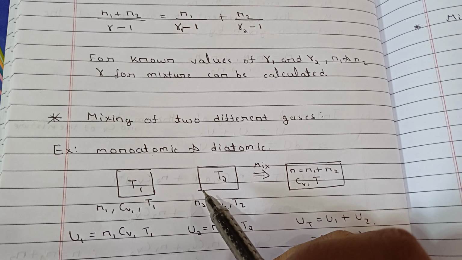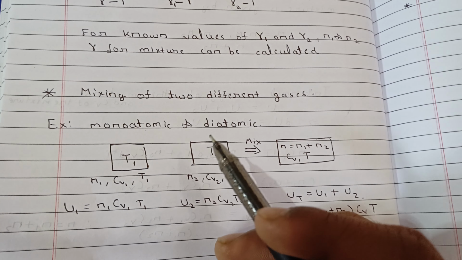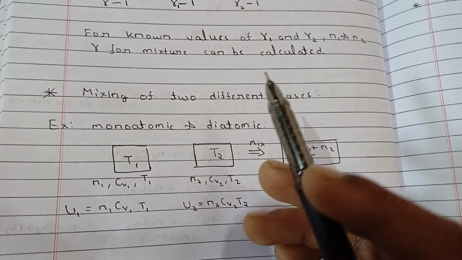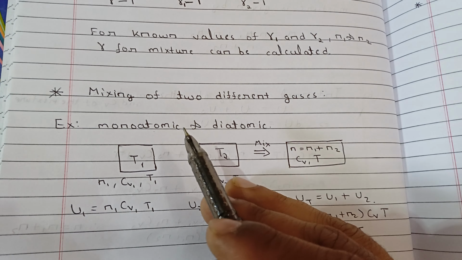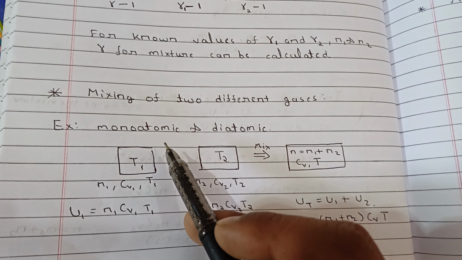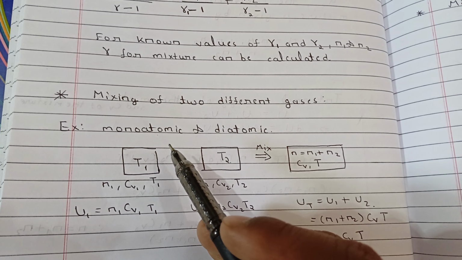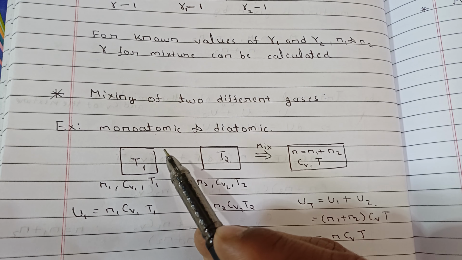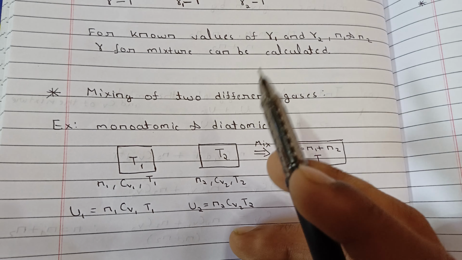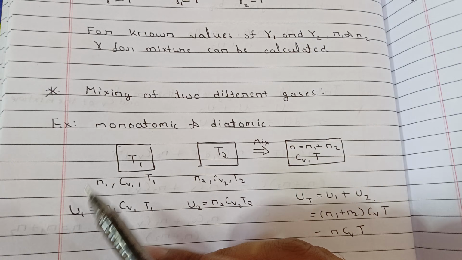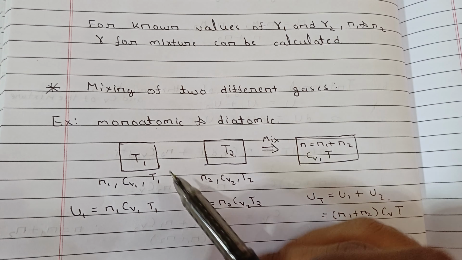Now if we are mixing two different gases, what I mean is that they can be monoatomic or diatomic, monoatomic or triatomic, polyatomic. All gases which are monoatomic, like helium and argon, will be the same gas. We consider them the same because we don't differentiate them on the type of their nature. If they are all monoatomic, they are the same gas. If they are all diatomic, they will be the same gas. But if one is monoatomic and the second one is diatomic, then they will be different. So this is mixing of two different gases.